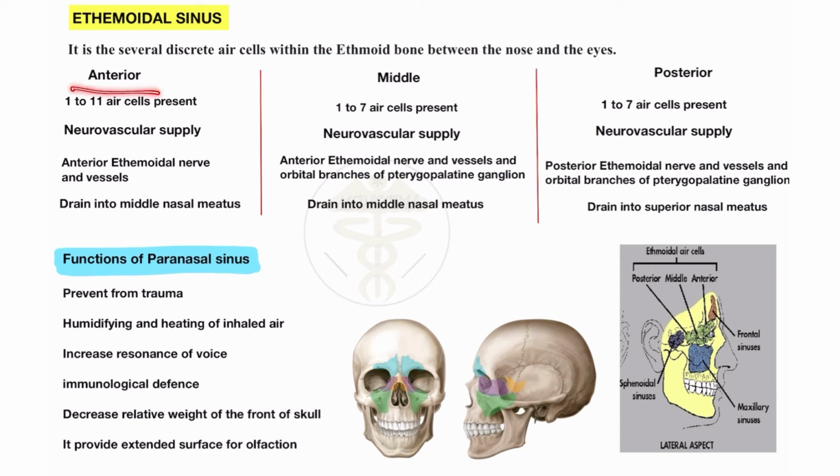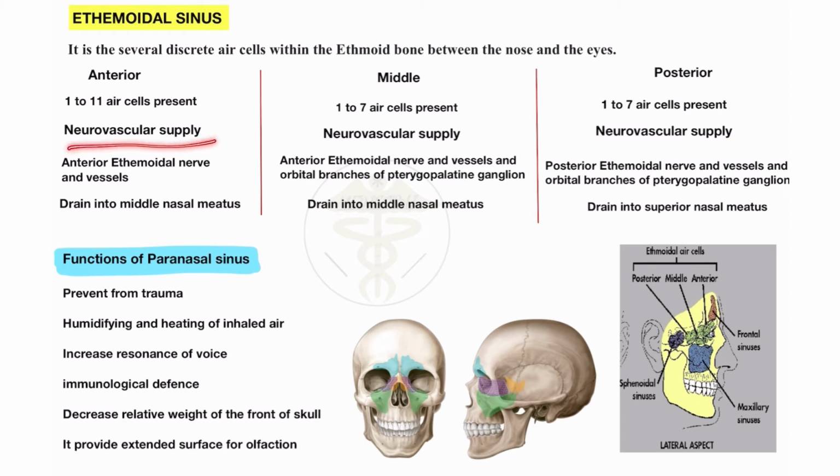There are three types: anterior ethmoidal sinus, middle and posterior ethmoidal sinuses. First is the anterior. It has approximately 1 to 11 air cells. In this picture you will also see the three types of ethmoidal sinuses: first the anterior, second the middle, and third the posterior ethmoidal sinuses. All are present as pairs. It contains 1 to 11 air cells.